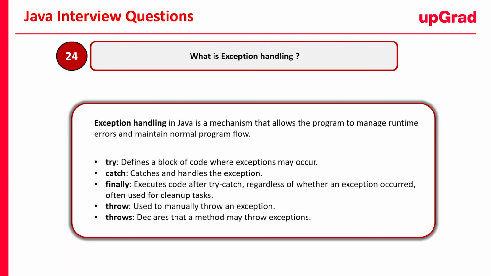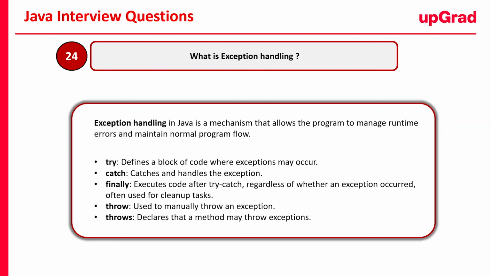When an exception occurs, Java allows you to catch and handle it, ensuring that the program can continue running or gracefully recover from the issue. This mechanism is useful for maintaining the normal flow of the program, even when unexpected events like invalid input or missing files cause errors during execution.